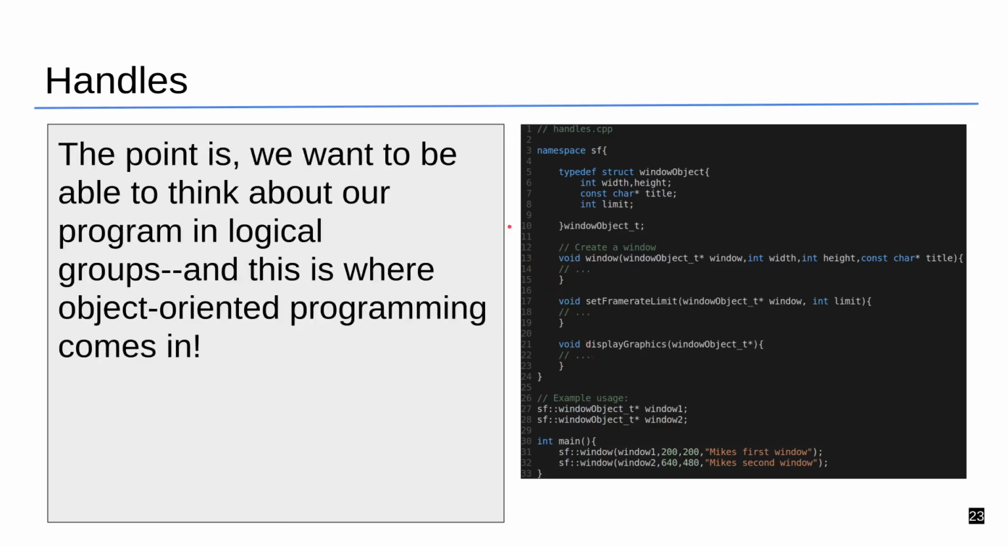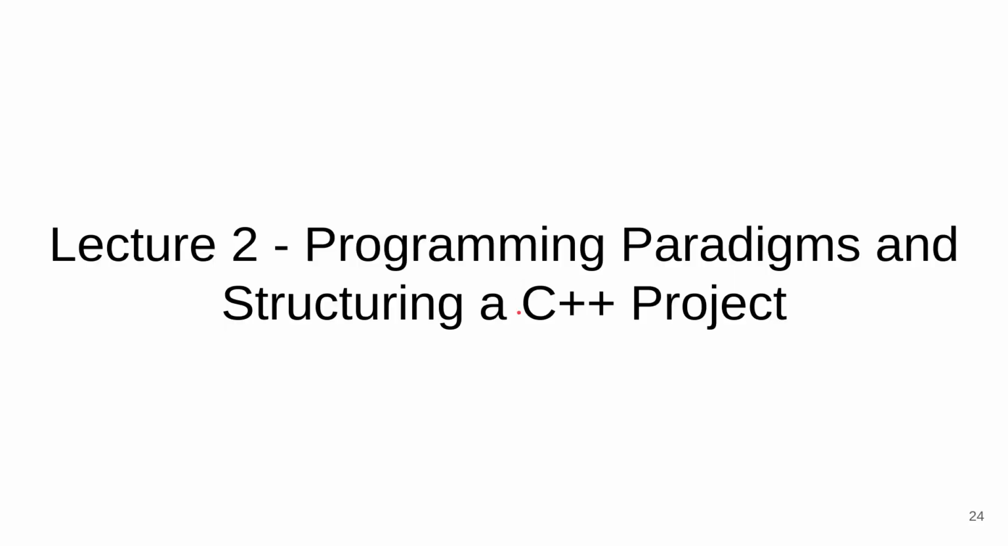Okay, so again, the point is that all these functions are related. They're accessing the data in this struct. So it is really one logical unit or group. And this is where object-oriented programming comes in, where we just want to think about this whole set of functions and data as one object. So that's where we're diving in for the different programming paradigms and then how to structure a C++ project. That's what today is all about.